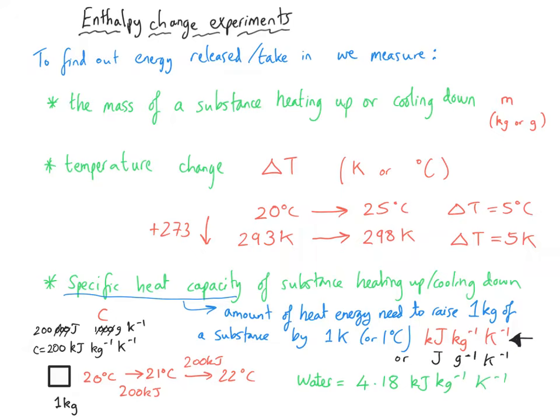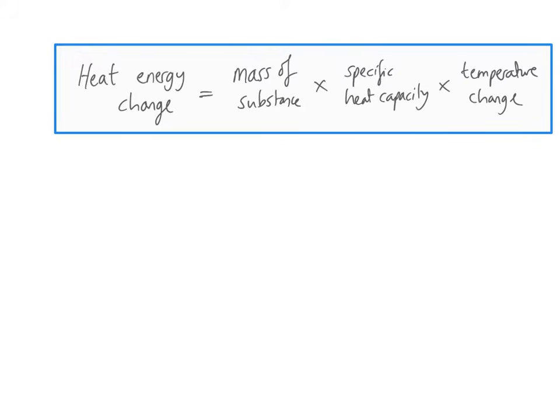And so what that means is if we have 1 kilogram of water, it would take 4.18 kilojoules of energy to raise the temperature of that water by 1 degree C. But like I say, normally you'll be given this quantity in an exam question. And so those quantities can be linked together in this equation, where the heat energy change is equal to the mass of the substance multiplied by the specific heat capacity of that substance multiplied by that substance's temperature change.